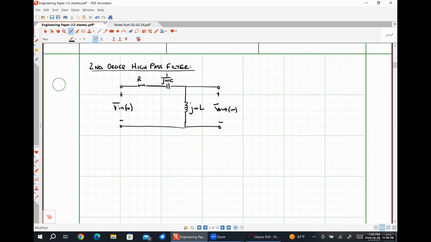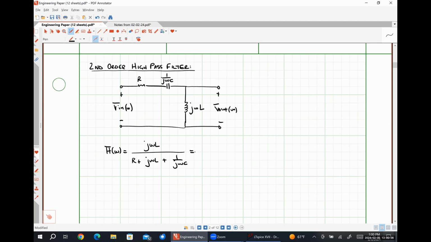Okay, so voltage divider rules still apply here. So our transfer function is going to be j omega L divided by R plus j omega L plus 1 over j omega C, multiplying through by j omega C over j omega C.